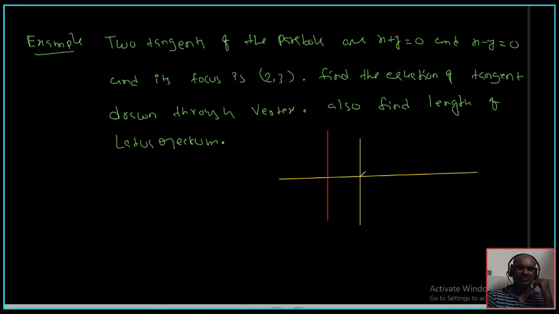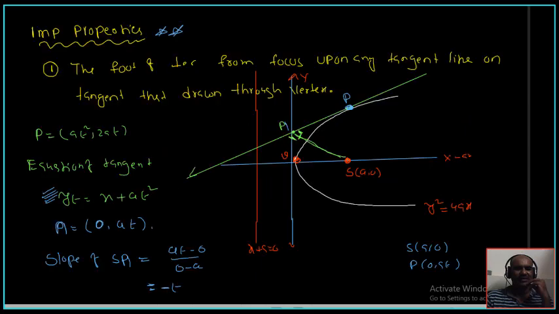Observe, students, this is the parabola. S is given here as (2, 3). Now the question is, we need to find the equation of this tangent L1, which is drawn through the vertex. How can you find it? If you know the coordinates of V and its slope, we can find it. Or we can use our previous concept.